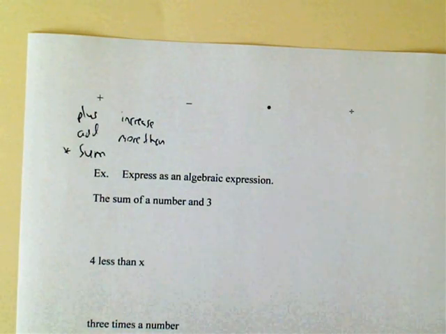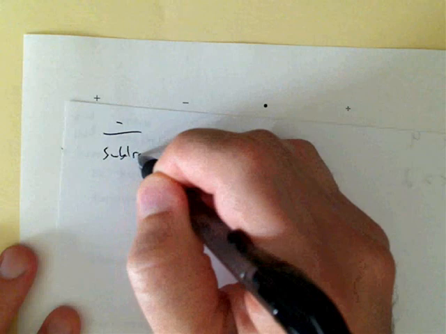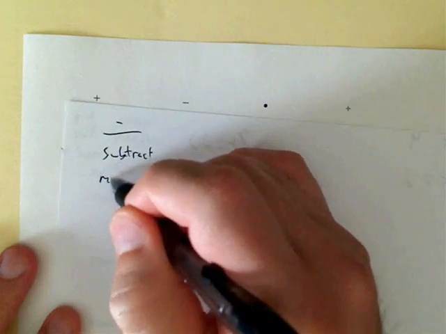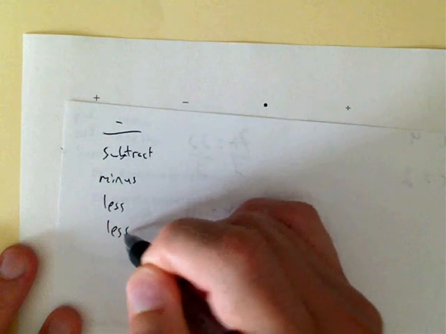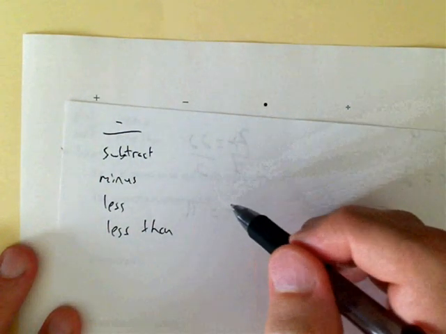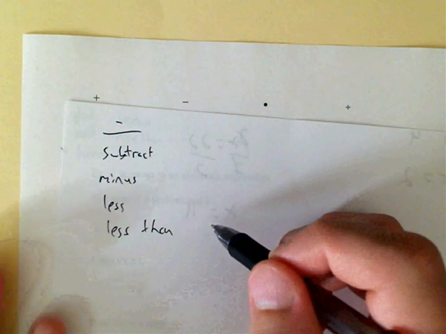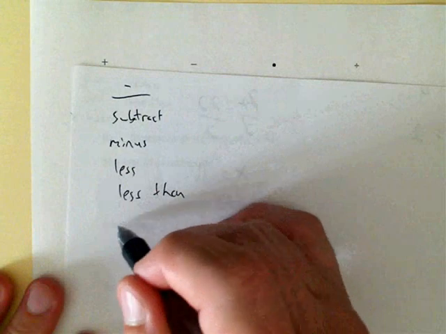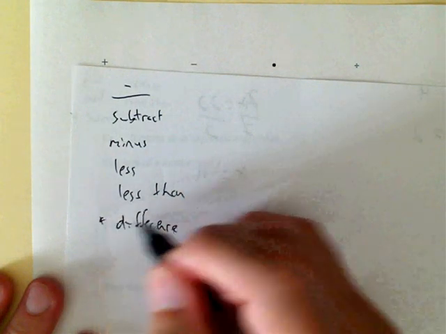To subtract, let's see, subtract is 1. Minus, less, and less than are two different ones. Watch out for that. 7 less 6 is 7 minus 6. 7 less than 6 is 6 minus 7. And the big one that you'll see is difference. That's the big one. And then decrease, you'll see that one.